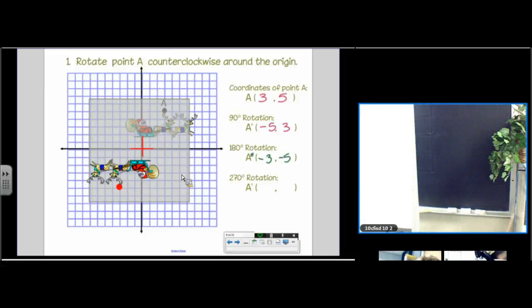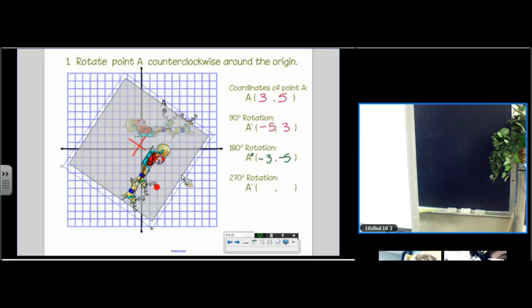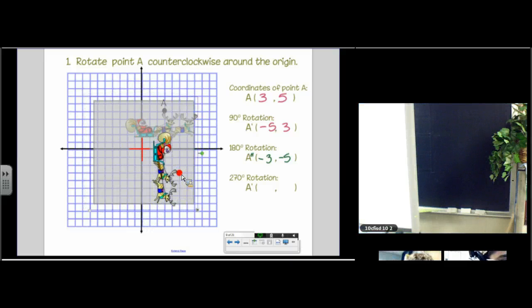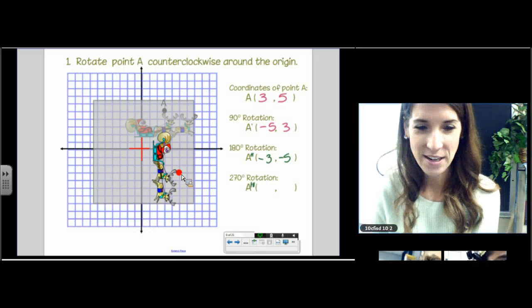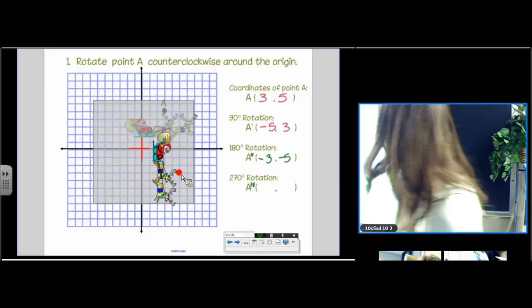And ready for 270 degree rotation. 270 degrees. And there we go. A triple prime. What are the coordinates of A triple prime? You already knew it. Over 5, down 3.